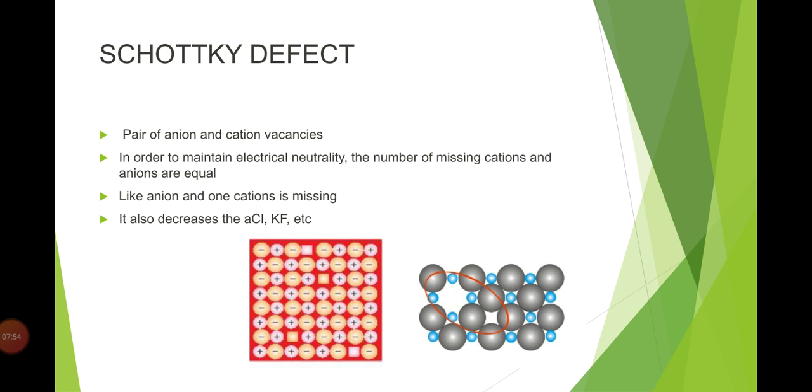Like if you see in the figure on the right-hand side in the red circle, here a pair of one hole and one electron are missed. It means a pair of cation and anion are missed. So one anion and one cation are missing, and the density also decreases. It is seen in NaCl and KF, etc.